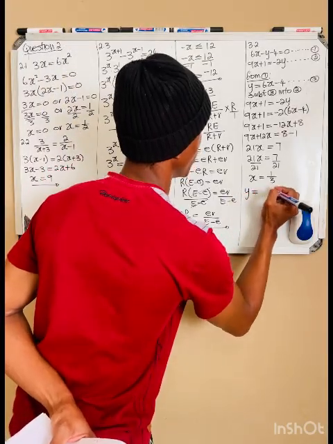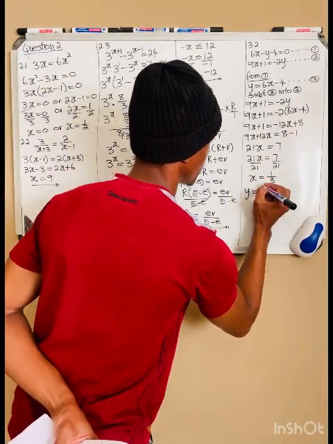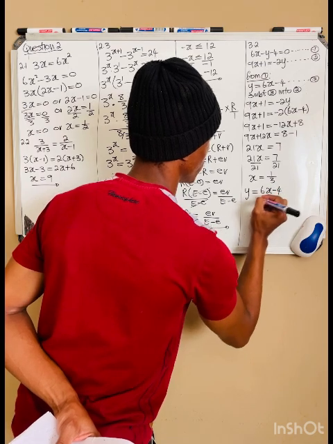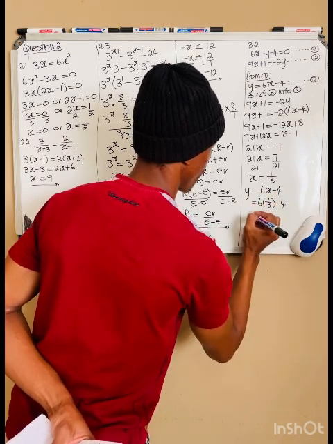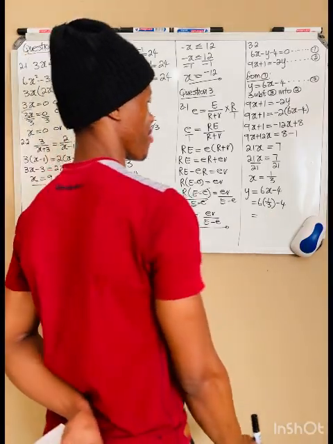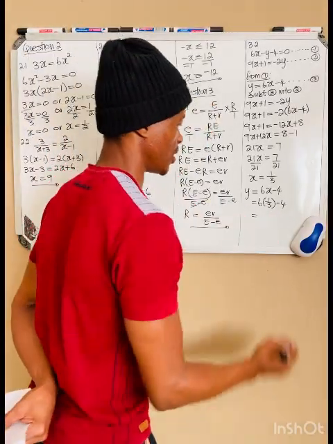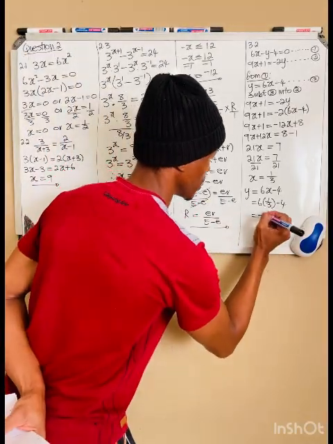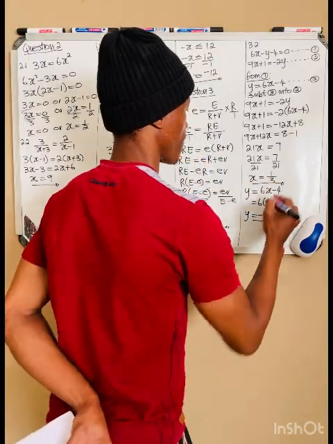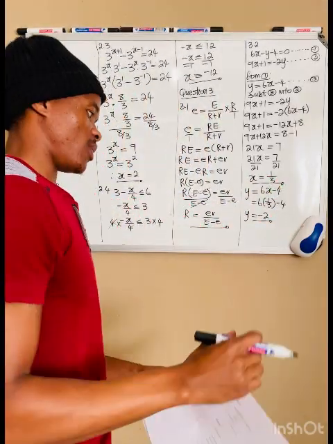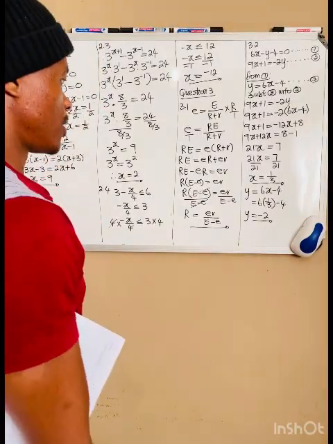Then now let's find the y value. For the y value, I'm going to take equation 3. 6x minus 4, which is 6 into 1 over 3 minus 4. Then 6 multiplied by 1 over 3, that's 2. 2 minus 4, that's negative 2. So this is the value of x, 1 over 3, then this is the value of y.